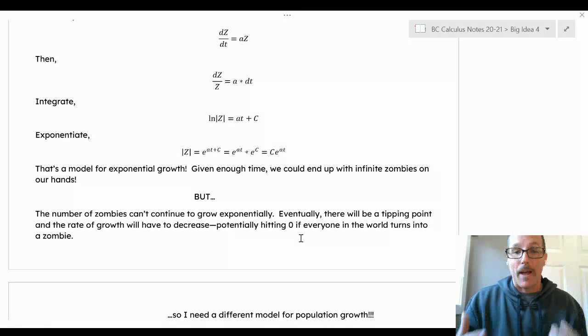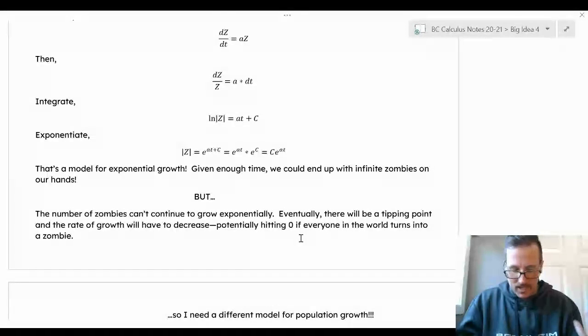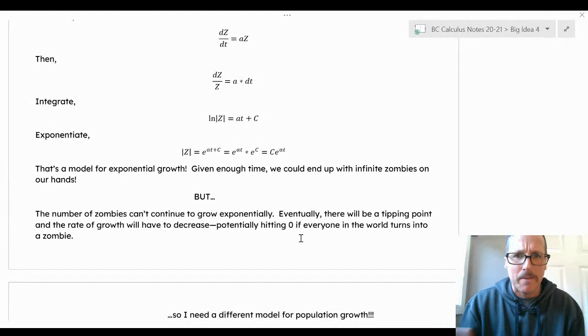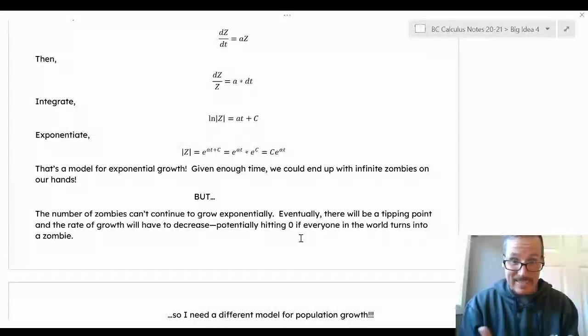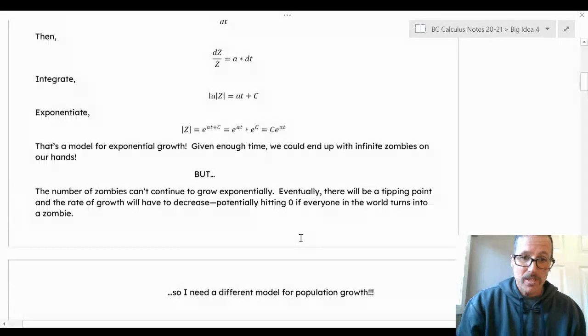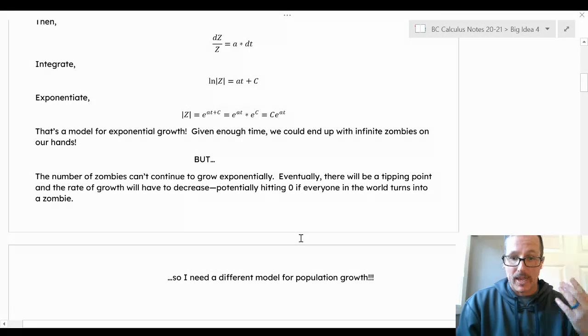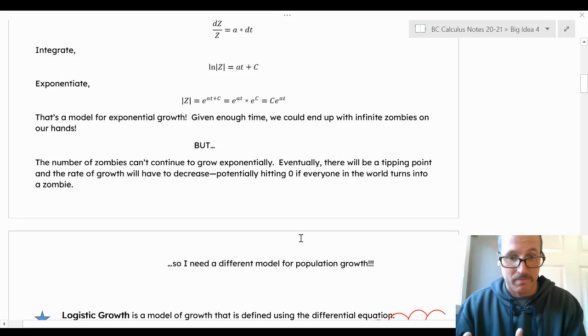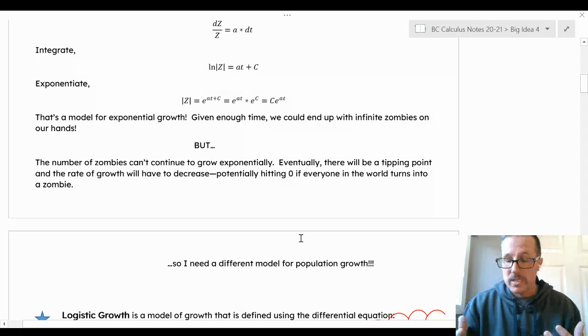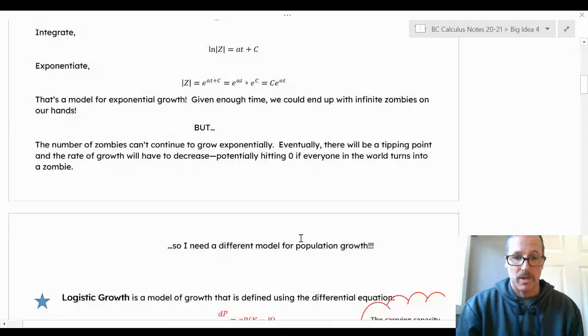But a lot of populations, like fish in a pond, people in a city, I mean, just name it, any population, bacteria in a petri dish, right? There's a limit to how much of a population can exist in one finite area. So population growth is a great application of logistic growth, and mostly we're going to talk about population when we talk about logistic growth.